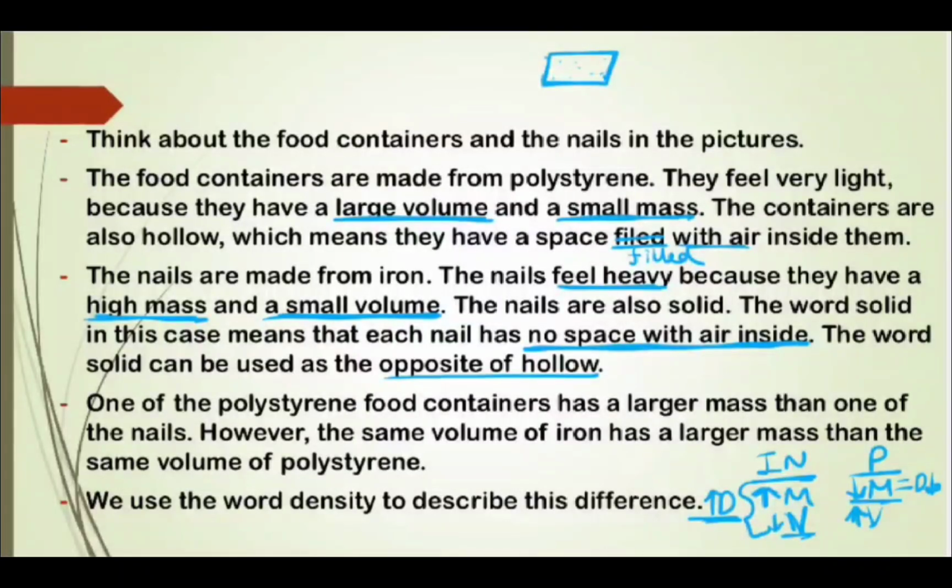One of the polystyrene food containers has a larger mass than one of the nails. However, the same volume of iron has a larger mass than the same volume of polystyrene. We use the term density to describe this difference. If something is hollow, that means its density is less.